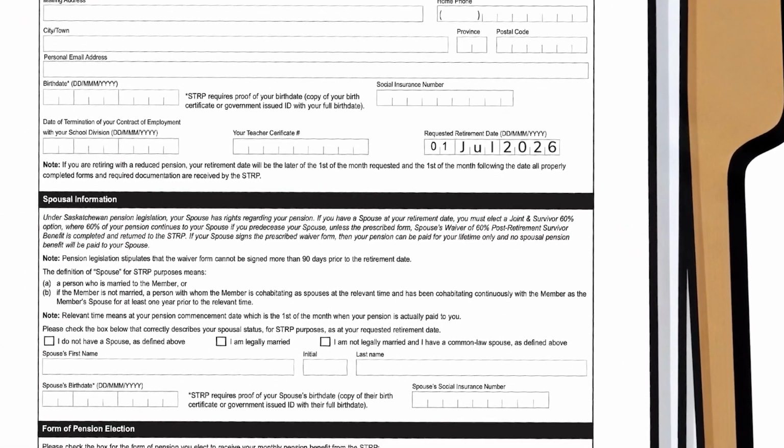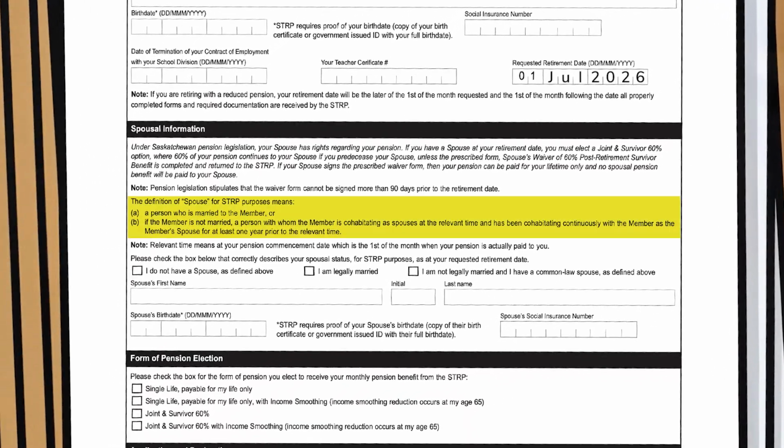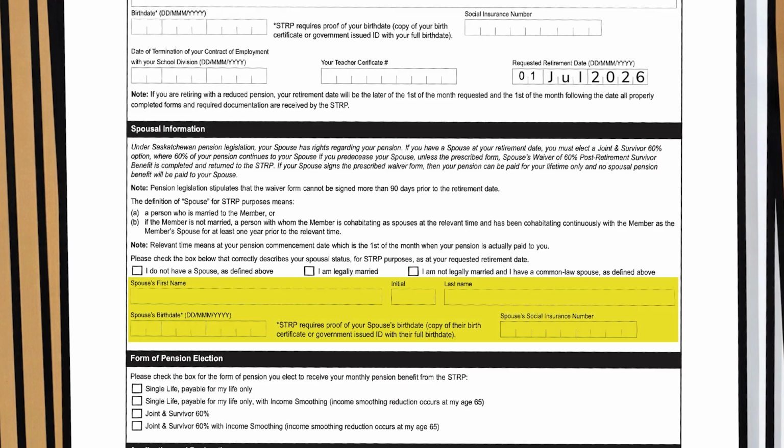Next, we have the spousal information section. Please read the definitions of who is considered a spouse. Then indicate and declare that at your date of retirement, you either don't have a spouse, as we've defined on this form, that you are legally married, or that you're not legally married but do have a common law spouse. If you have a spouse, please write their name, date of birth, and social insurance number.